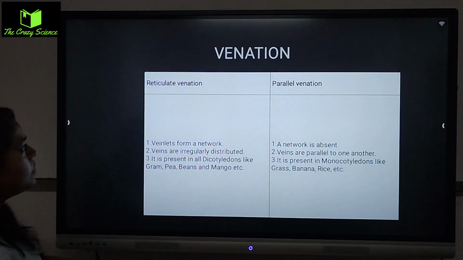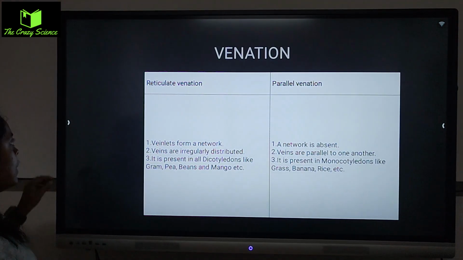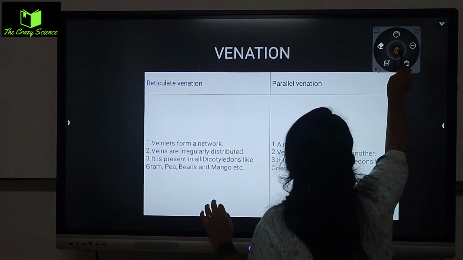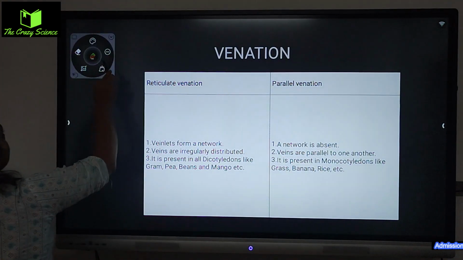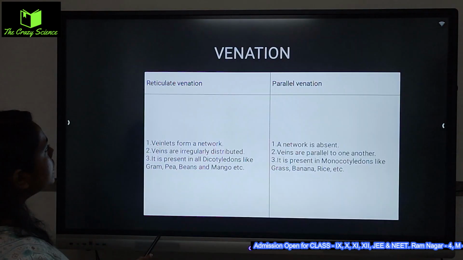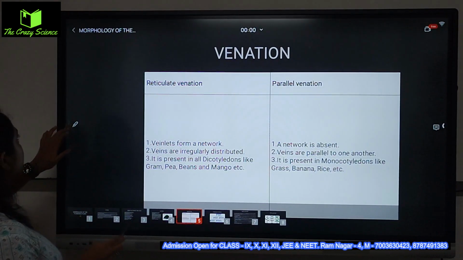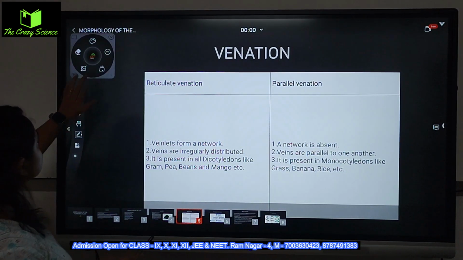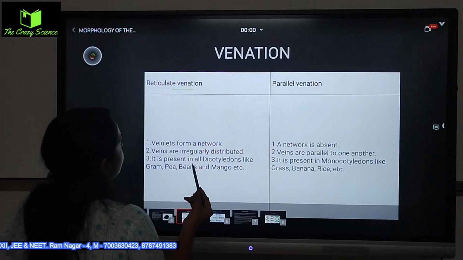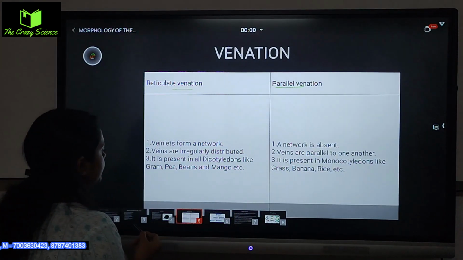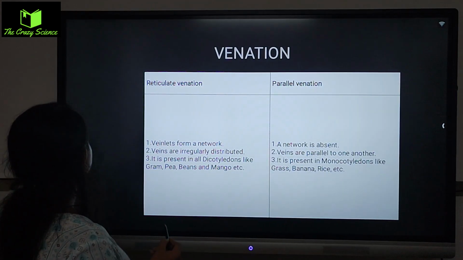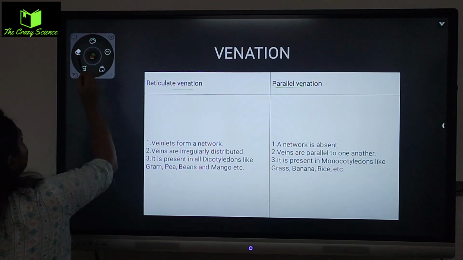This is venation: reticular venation and parallel venation. I will show you how they look. Okay, so reticular venation and parallel venation. Reticular venation means... reticular venation and parallel venation দুটোর মধ্যে তফাৎ আছে, দুটো রকমের দেখতে লাগে, and they have quite a few differences. So let's find out. I will draw for you all.